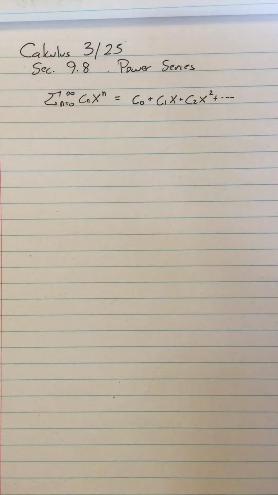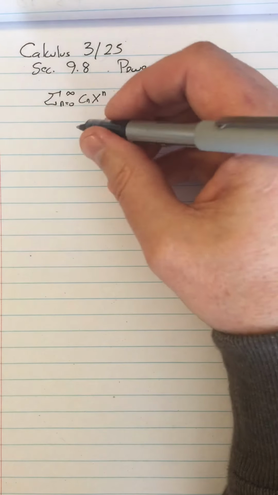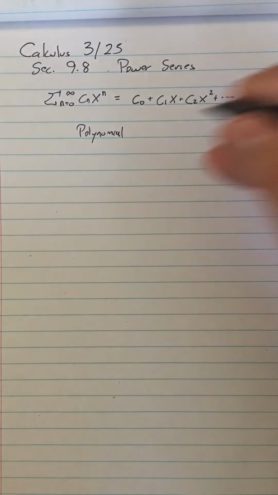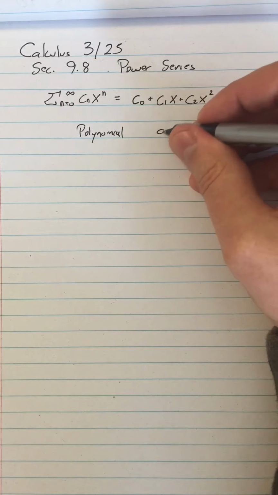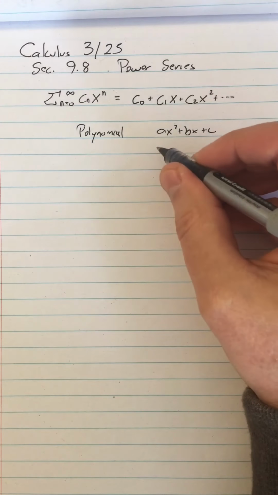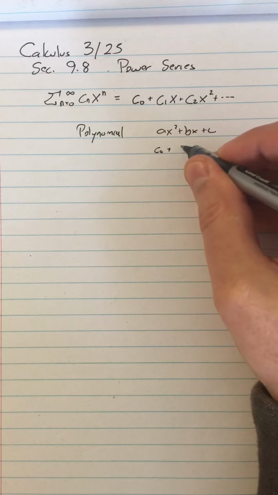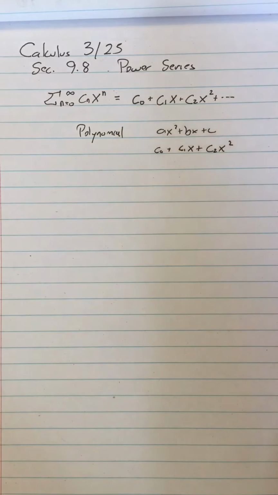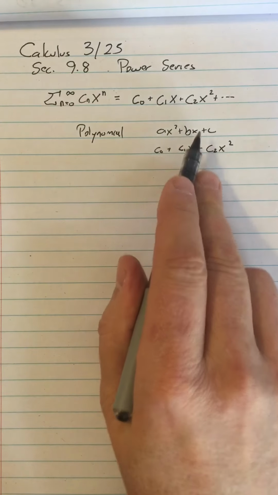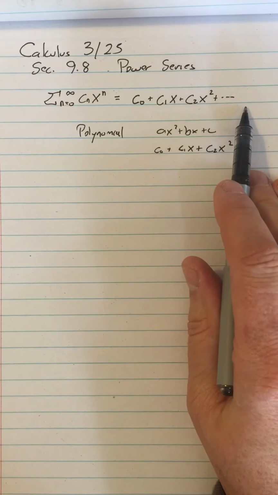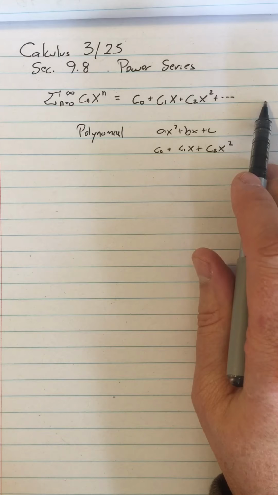All right, so this looks pretty weird, but think about a polynomial, even a quadratic polynomial. Usually we call it ax squared plus bx plus c. Well, what if we called it c0 plus c1x plus c2x squared? See, it's just renaming things. The a is the c2, the b is the c1, the c is the c0. So what you really have here is a polynomial, and the c's are the coefficients of the polynomial.